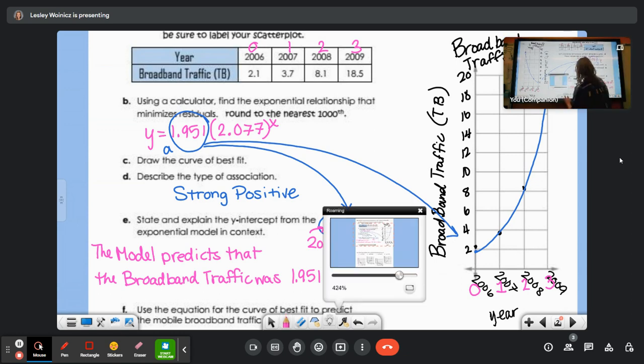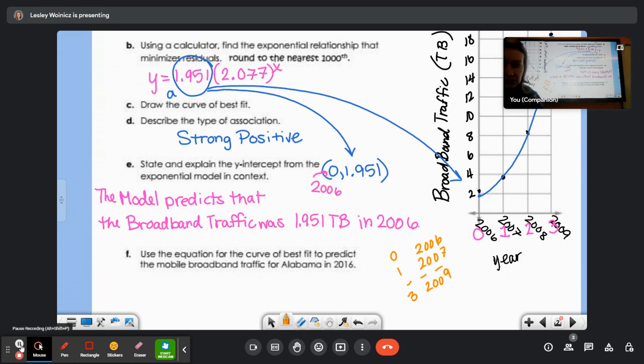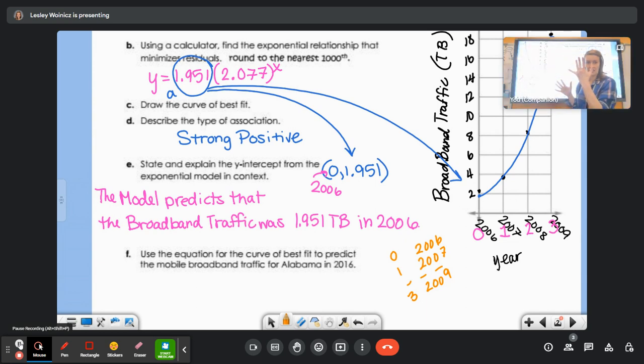Okay, now we're going to use our equation to predict the mobile broadband traffic for Alabama in 2016. Okay, so this is a little tricky. We're going to have to put on our thinking caps for this. So if 2006 was 0 and 2007 was 1, and so on, 2009 was 3. If we continue that pattern, I'm going to use my fingers just to show you how I'm doing this. 2007 was 1, 2008 was 2, 2009 was 3, 2010 is 4, 11, 12, 13, 14, 15, 16, that should be 10. So our x is going to be 10.